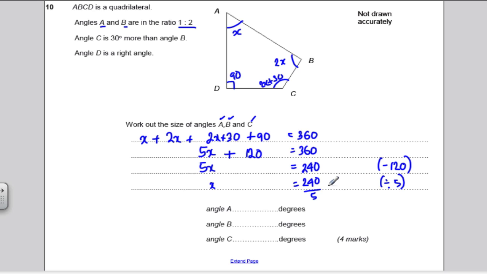which is 48 degrees. So therefore, angle A must be 48 degrees. Angle B is twice that, which is 96 degrees. And angle C is 96 plus 30, which is 126 degrees. If you check those all add up to 360, you'll get that in fact they do, so you can be confident your answer's correct.